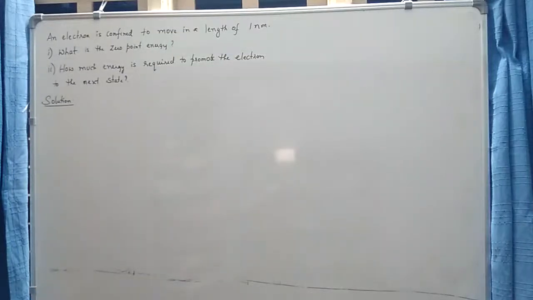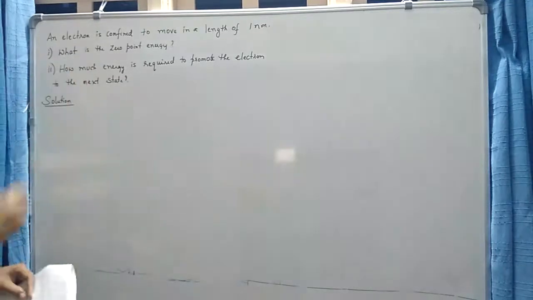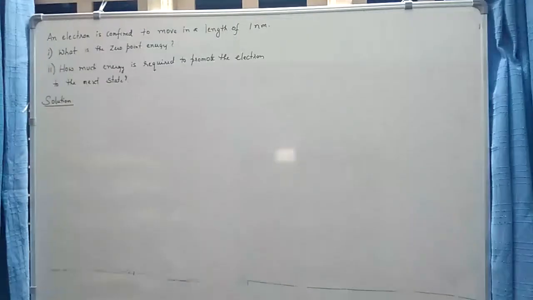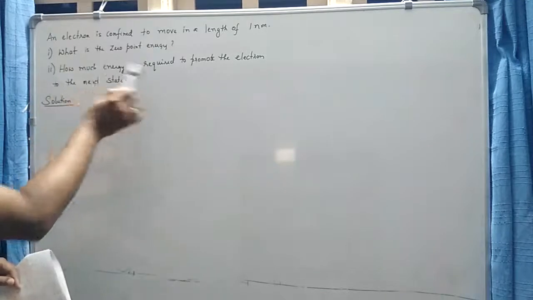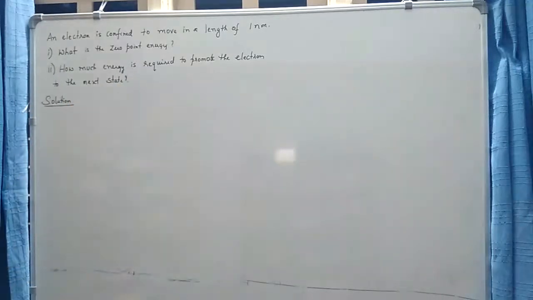So in today's class, we will first solve a numerical problem related to the application of Schrodinger wave equation to a particle in a one-dimensional box. I have written the question. An electron is confined to move in a length of 1 nanometer. You are supposed to calculate the zero point energy of the particle, and the second question is how much energy is required to promote the electron to the next state. So let us solve one by one.